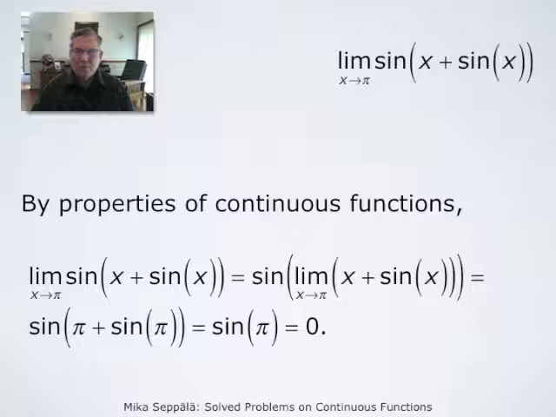By the properties of continuous functions, the limit as x approaches pi of sine of (x plus sine of x) is the same as sine of the limit of x plus sine of x as x approaches pi. And this is sine of (pi plus sine of pi), and sine of pi is just 0, so this is sine of pi, and we get that the limit is 0.